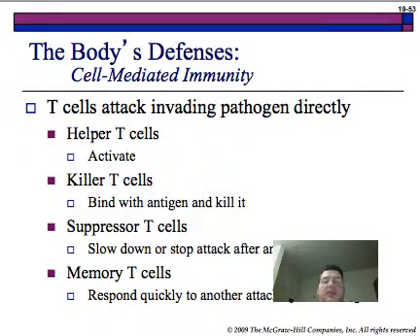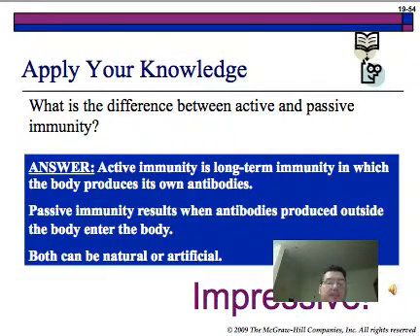Cell-mediated immunity: T cells attack the invading pathogen directly. There are helper T cells that activate, killer T cells that bind with the antigen and kill it, and suppressor T cells that slow down or stop the attack after the antigen is destroyed. And memory T cells respond quickly to another attack by the same antigen.